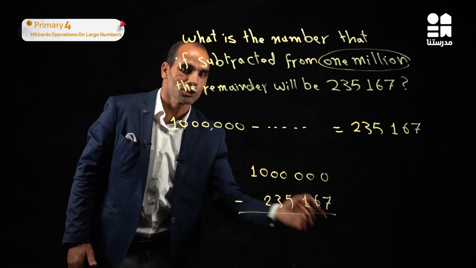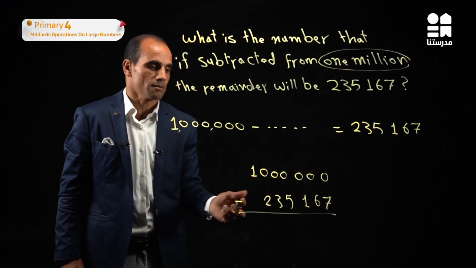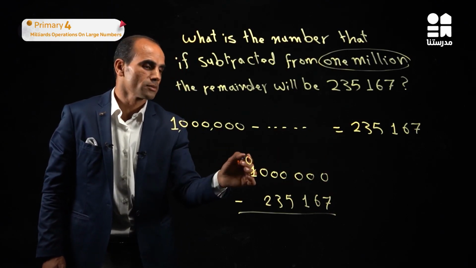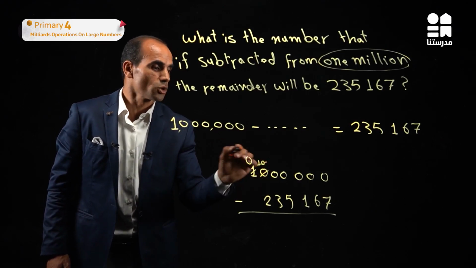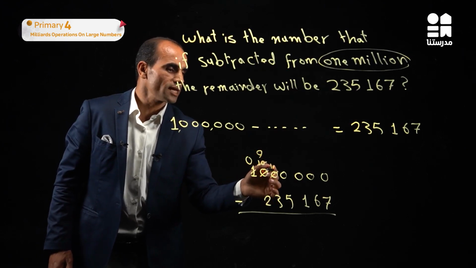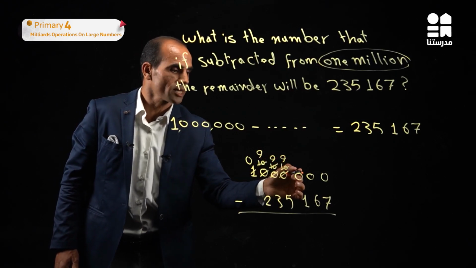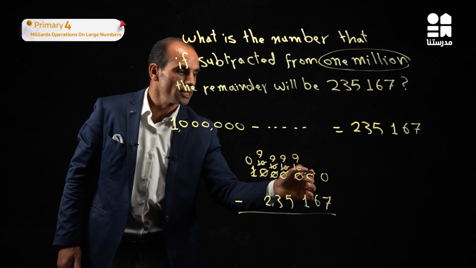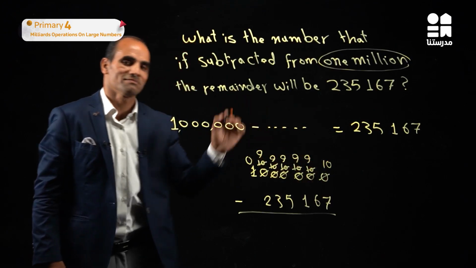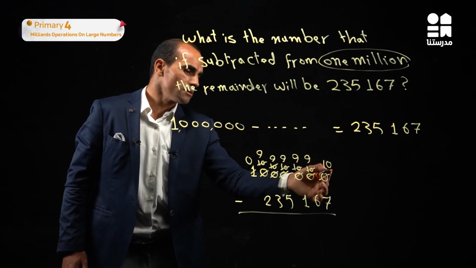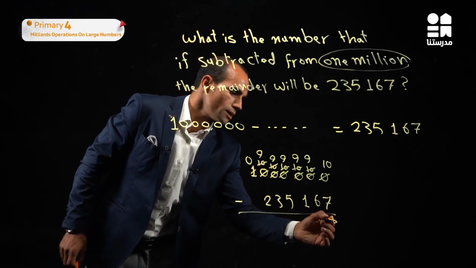Don't let anyone make a mistake and say 7 here. No. We cannot take 7 from 0. So we say borrow 1 from this one, it will be 0. And this 0 becomes 10. Borrow 1, it will be 9. And the same, this 0 becomes 10. Borrow 1, it will be 9, and so on. Borrow 1 becomes 9, this is 10. Borrow 1 becomes 9. And this 0 becomes 10. So 10 minus 7 equals 3.